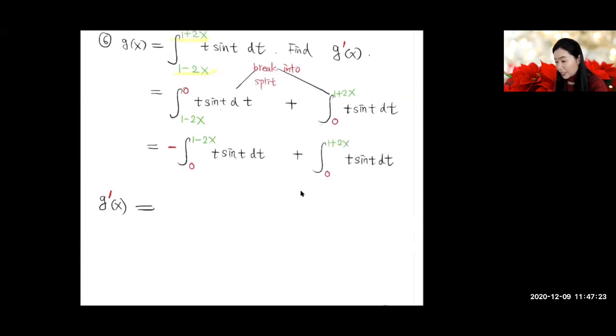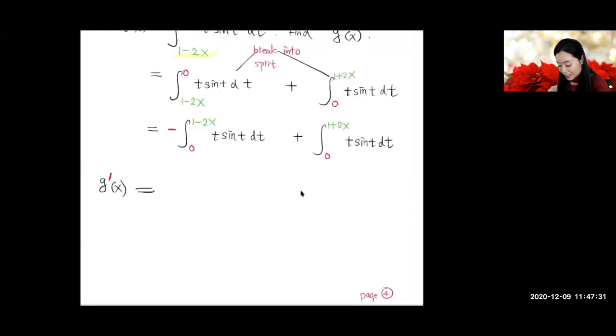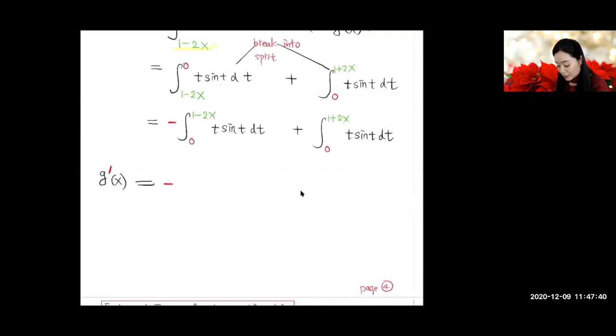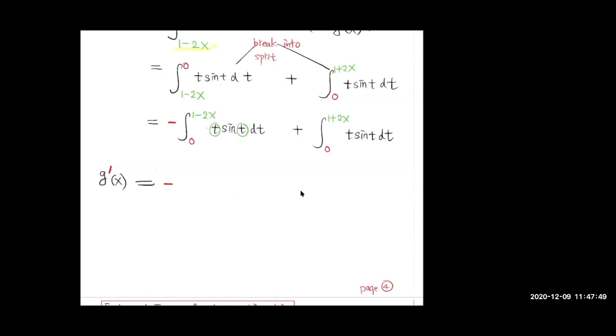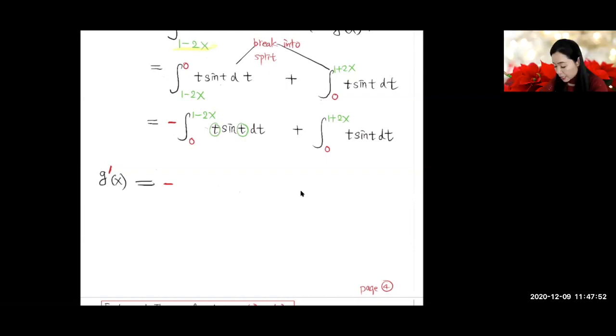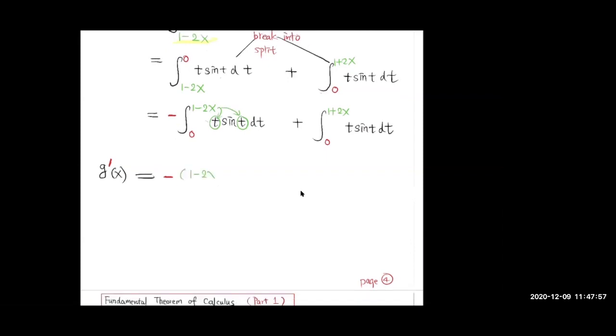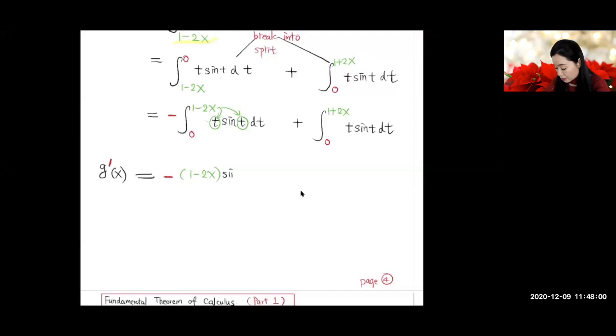Okay, now we're ready to differentiate this. When we differentiate this with respect to x, everyone tell me what do I get? We have this minus sign in front, right? Now we just need to replace the t over here by 1 minus 2x, okay? So we have 1 minus 2x times sine of 1 minus 2x.